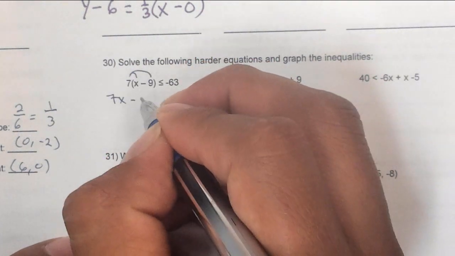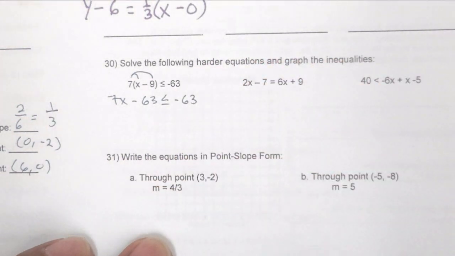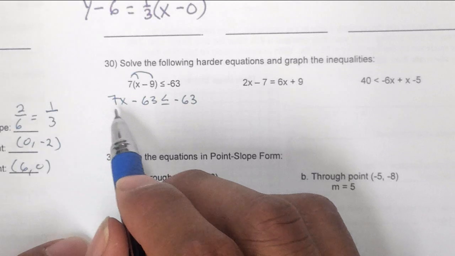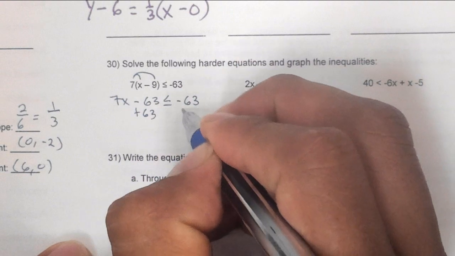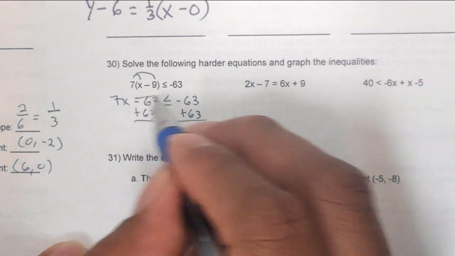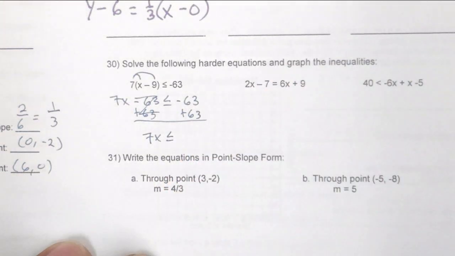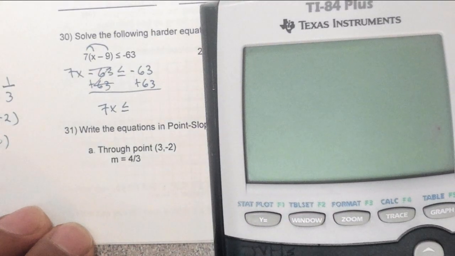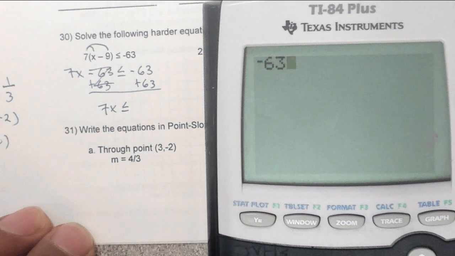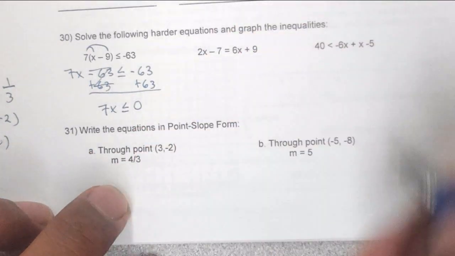7 times 9 is negative 63. Less than or equal to negative 63. The goal here is to find x. So if that's the goal, then I need to move this 63 over by doing plus 63, and then that's a 0. So you have 7x less than or equal to, again, if you don't know your math facts, you use your calculator. Negative 63 plus 63, and you get 0. That's okay. 0 is a number, so take it. 0.